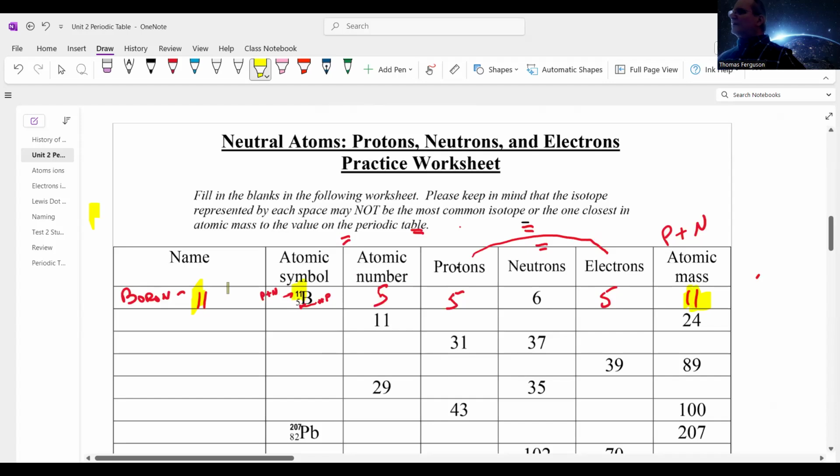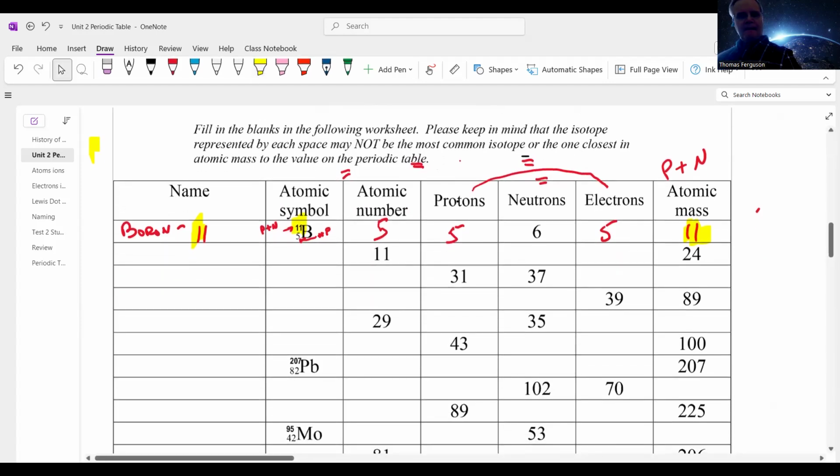Okay, so any questions about filling in the blanks on this? I'm going to do another one in a minute. Okay, so, oh, sorry. If it's neutral. Because neutral means no net charge. So you have to balance the charged particles against one another.